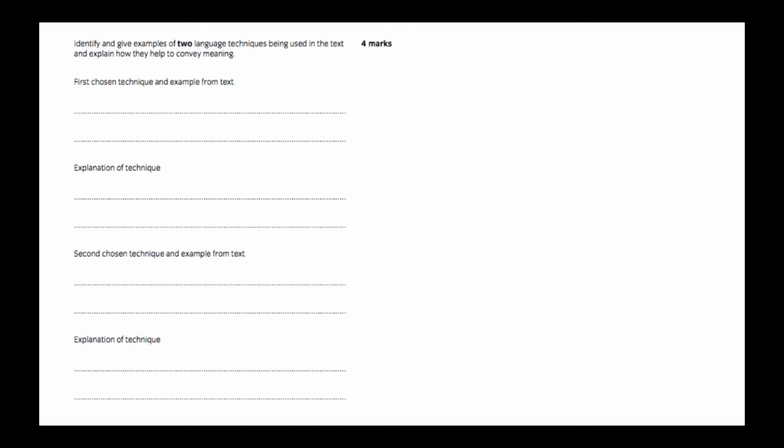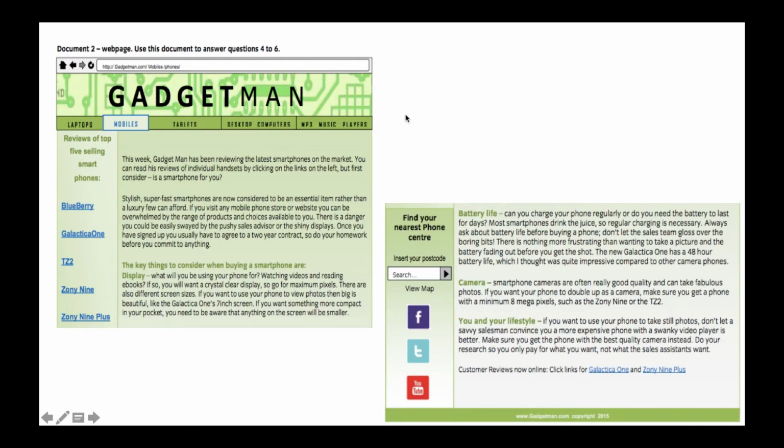So the source document that we need to look at to find 2 language techniques, okay. So looking at the text that they want us to find the language techniques from here, let's go through and see what we've picked out. Again, if you want to have a go, please press pause now and have a go at the question before I go through it. Okay, if you press pause, or even if you just continue with the video, that's fine.